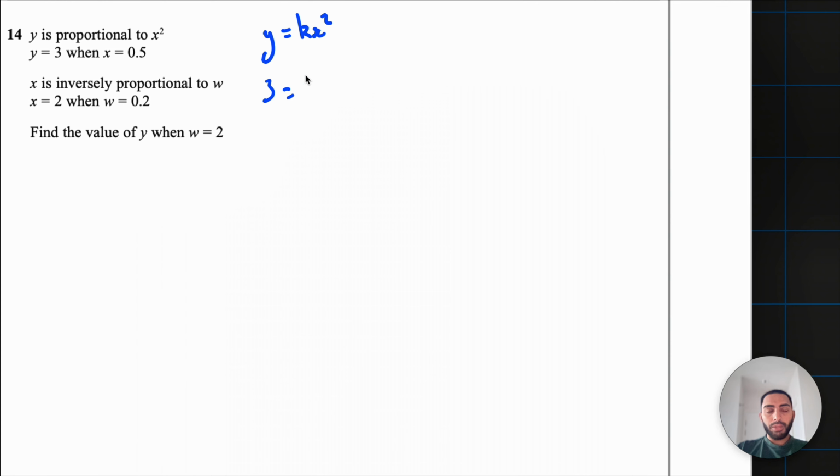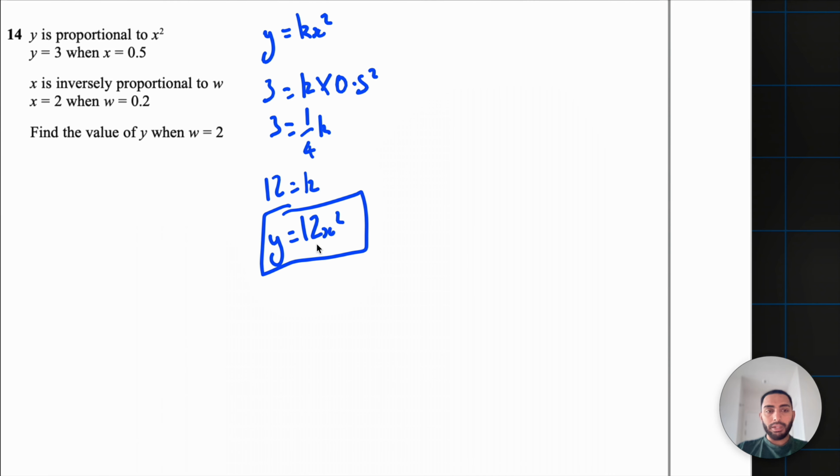Y is 3, k we don't know, times by 0.5 squared. So 0.5 squared is the same as 1/4. So we've got 1/4 k is equal to 3. We need to multiply both sides by 4, so 12 is equal to k. And now I can get this formula. So y is equal to 12x squared, because I know what k is now. I'm going to put a box around that one because I might need it later.